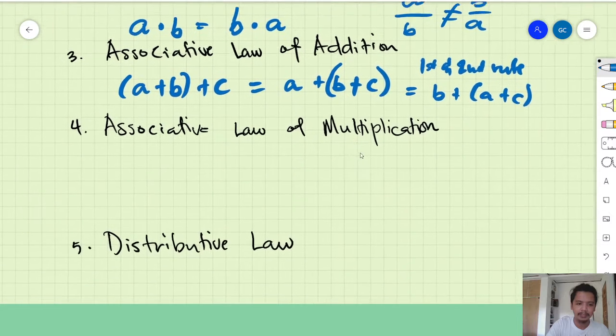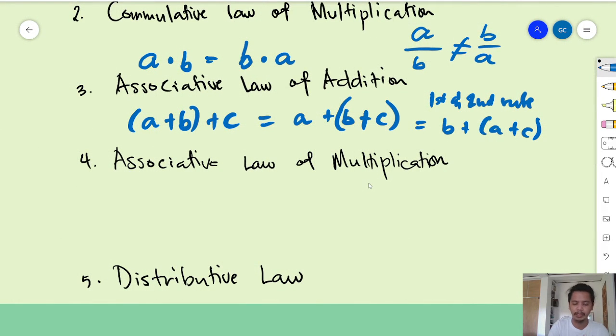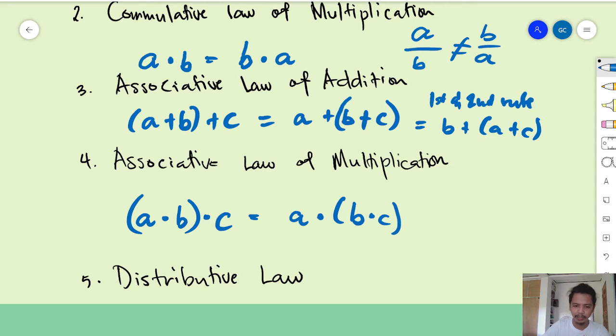So, next natin is associative law of multiplication. Same. If we are to multiply A times B and that is grouped, then multiply natin siya sa C. That is actually same as writing A multiplied to B times C. Pwede rin siyang gamitin yung commutative law of multiplication. Apply natin dito. That is actually equal din sa B times A times C. Okay ba? So, ganun lang yung natin.